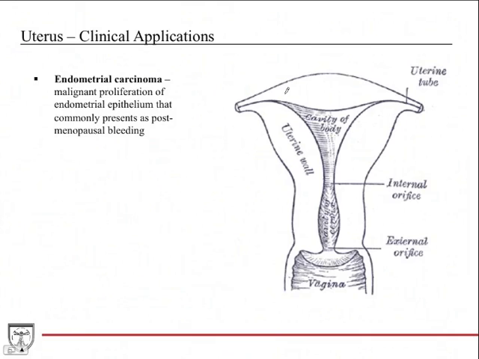Endometrial carcinoma. This is typically a cancer of older women, usually postmenopausal women. It usually presents with postmenopausal bleeding. And what it is, is a malignant proliferation of endometrial epithelium. It's usually due to increased estrogen stimulation on the surface of the endometrium, of the endometrial mucosa.